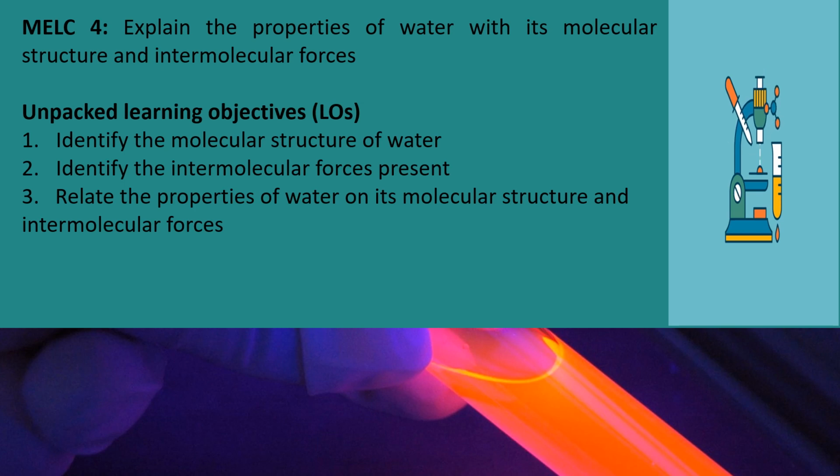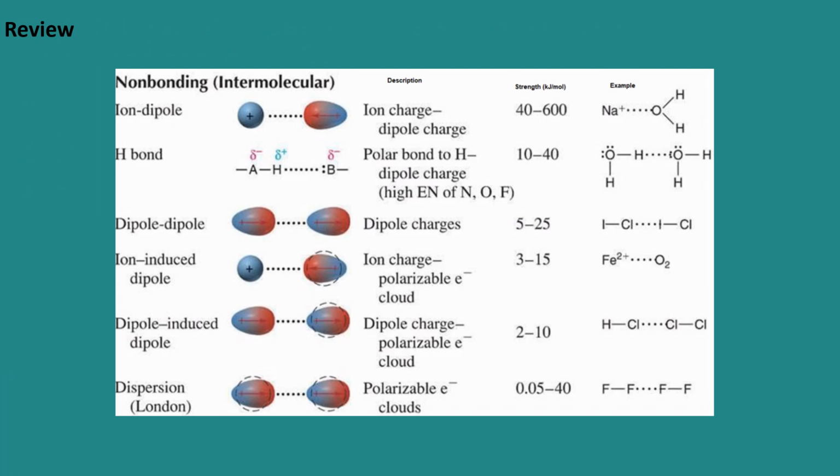These are referring to the forces between molecules. Alright, let's just have a brief review of the different intermolecular forces that we have covered. These are arranged in terms of strength. The strongest force is called ion-dipole, followed by hydrogen bond, which is a special kind of dipole-dipole force, only slightly stronger. Then we have the ion-induced dipole, dipole-induced dipole, and the dispersion forces.